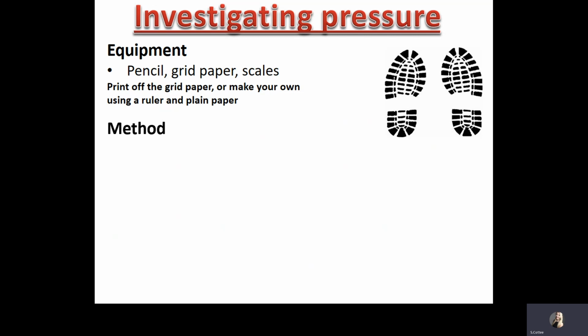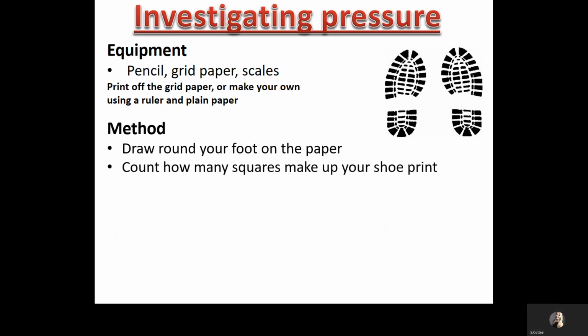So the method, what you need to do is place your foot on the grid paper and draw around it. Then you need to count how many squares make up your shoe print. So rather than counting them and losing track, you could shade in each square as you count them. You could put a number into each square as you count them.